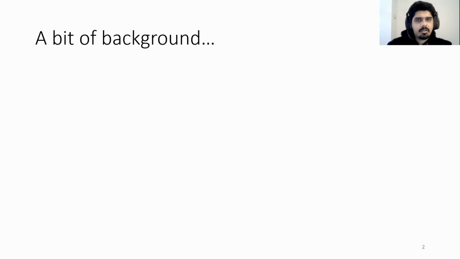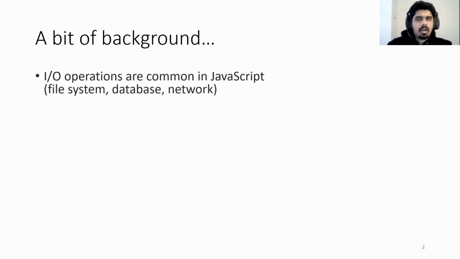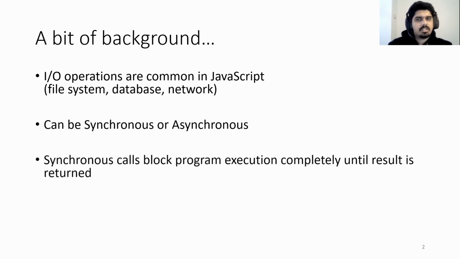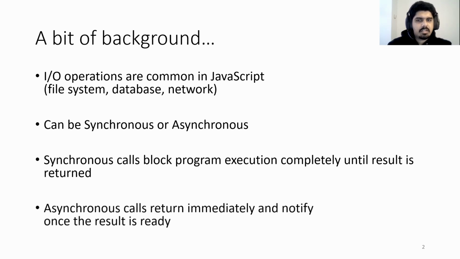Let us get started with a bit of background. I/O operations are quite common in JavaScript applications. These can be in the form of file system interactions, database queries, or network requests. And these operations can either be synchronous in nature or asynchronous. The main difference between the two is that synchronous calls block the program execution completely until the result is ready, whereas asynchronous calls return immediately and notify once the result is ready.